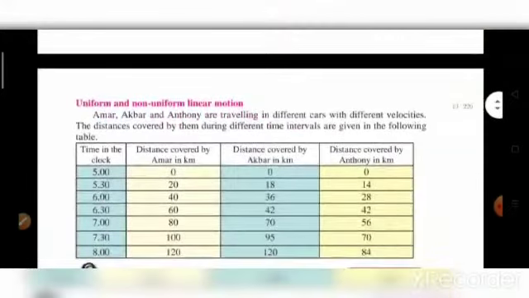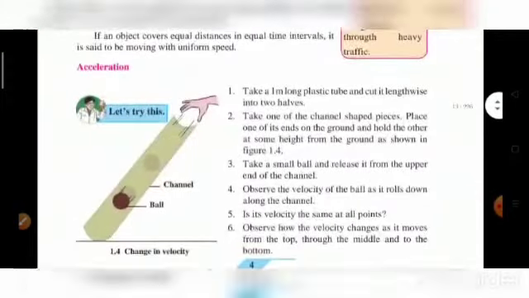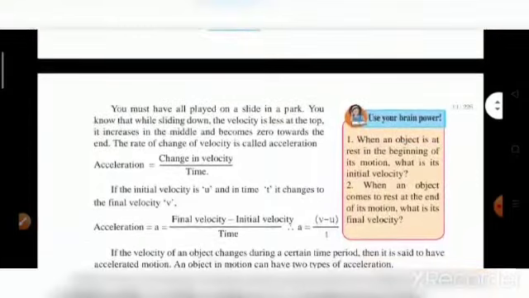Now we had seen the uniform and non-uniform linear motion. We have seen what is acceleration. Acceleration is equal to change in velocity. The rate of change of velocity is called its acceleration. Now and then we had seen what is initial velocity and what is final velocity. Initial velocity is designated by u, and final velocity is designated by v.